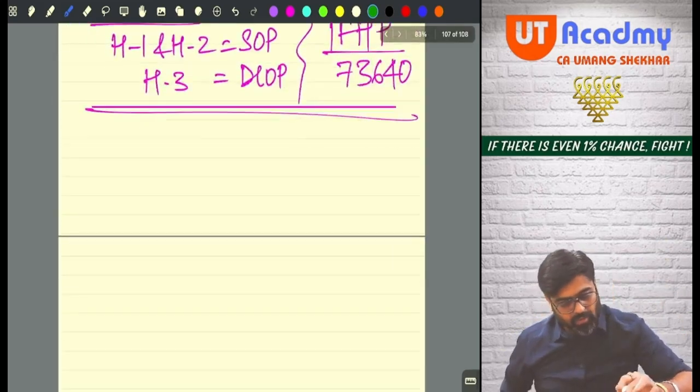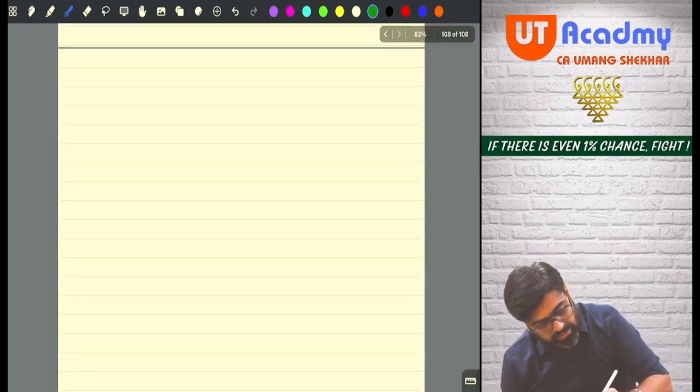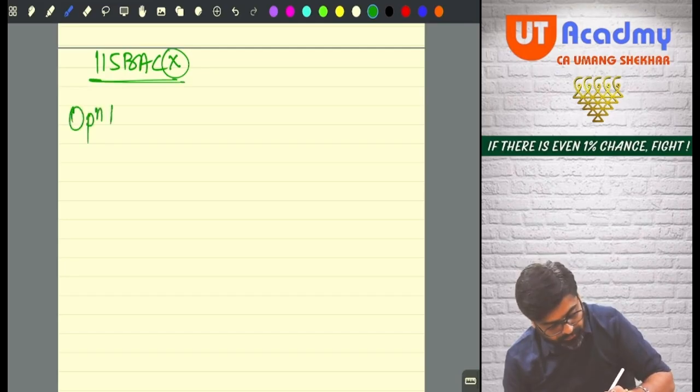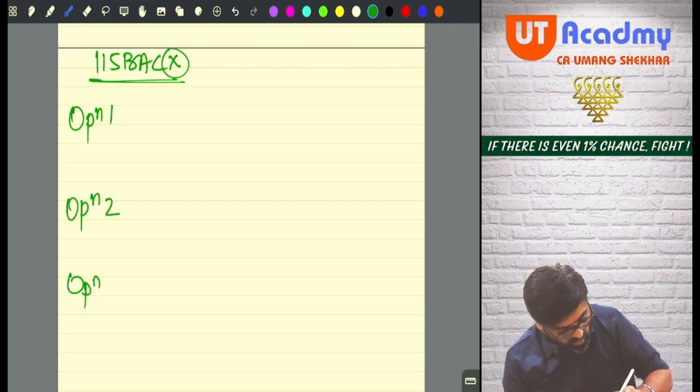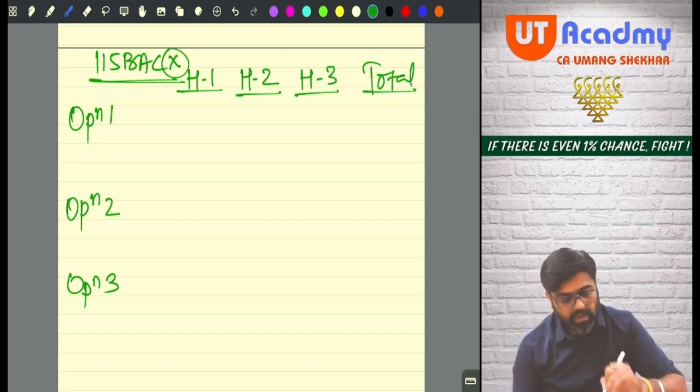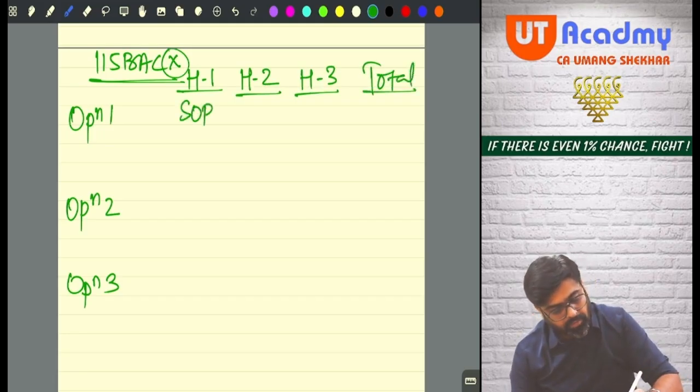So now what I will do? Now I am assuming that assessee is not following 115 BSC, meaning that now he again has three options. Option 1, option 2 and option 3. H1, H2, H3 and total column. Come on, option 1. SOP, SOP, DLOP.